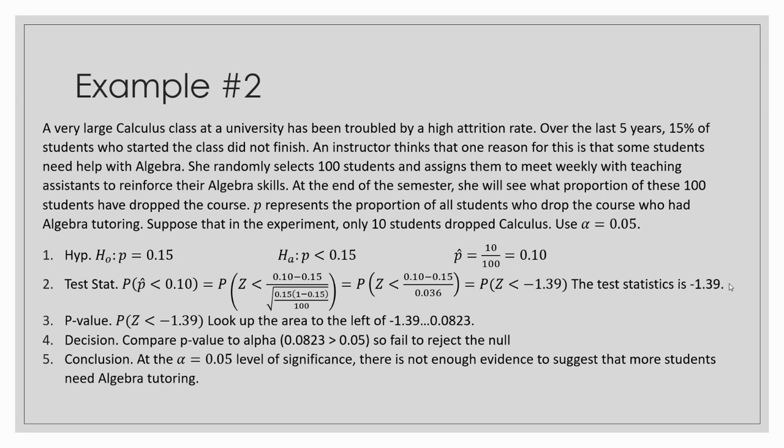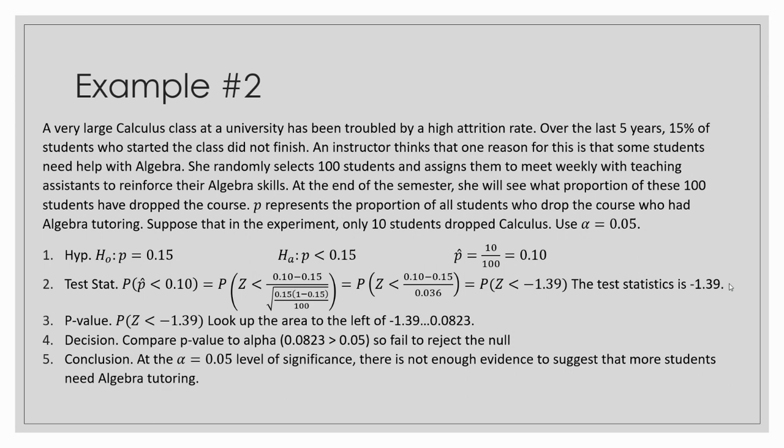You'll notice that in the computation of the test statistic, that inequality, that less than, matches the alternative. Okay, those have to match. Very, very important. The p hat, 10%, 10 over 100, that's coming from the sample. This instructor had 10 students out of the 100 who ended up dropping out. We again use formula number 34 from the formula sheet, and we end up with a test statistic of negative 1.39.